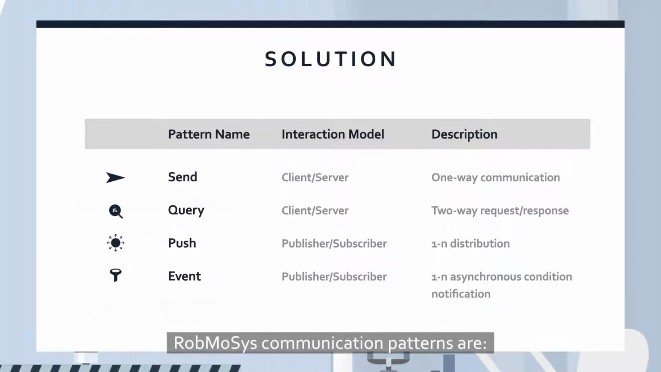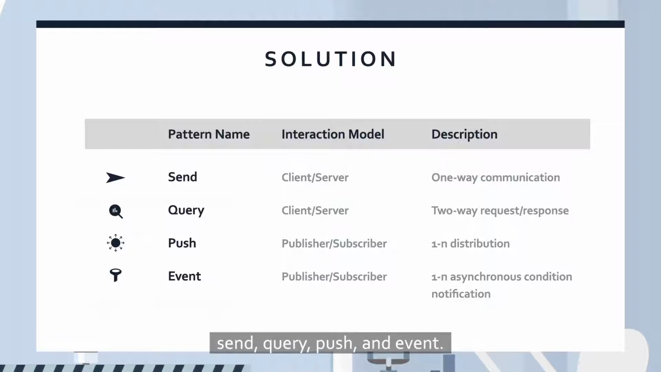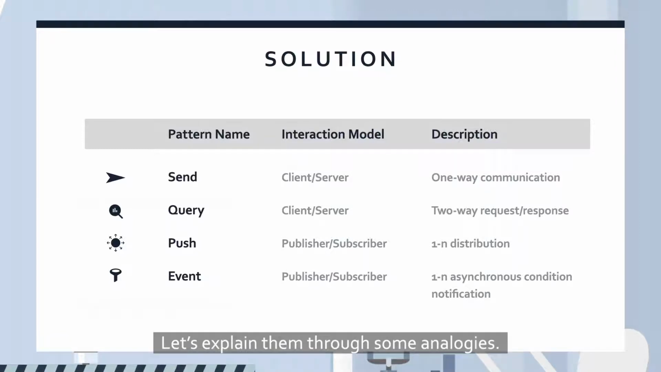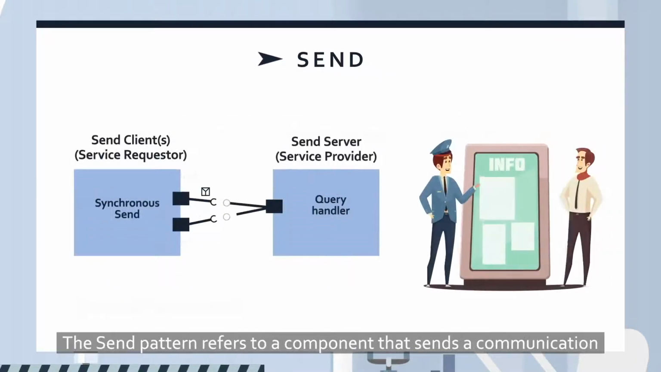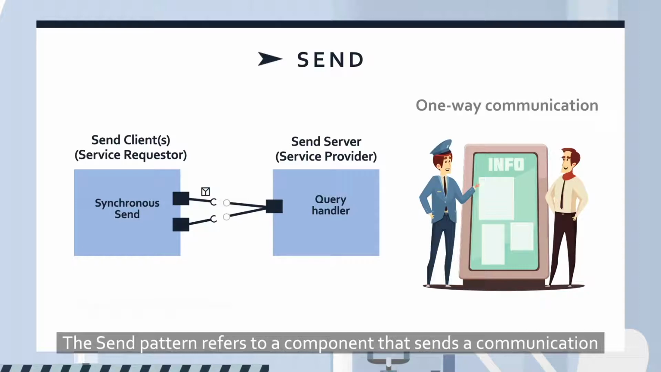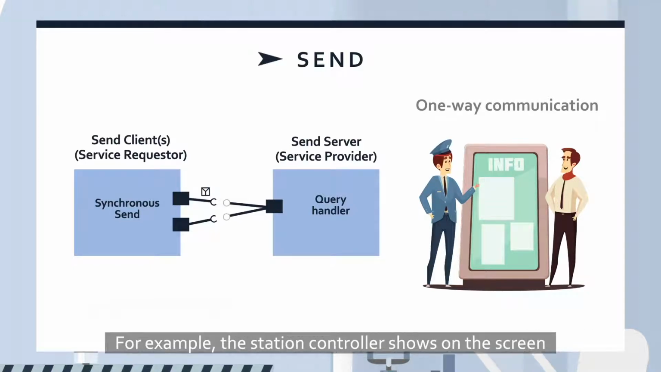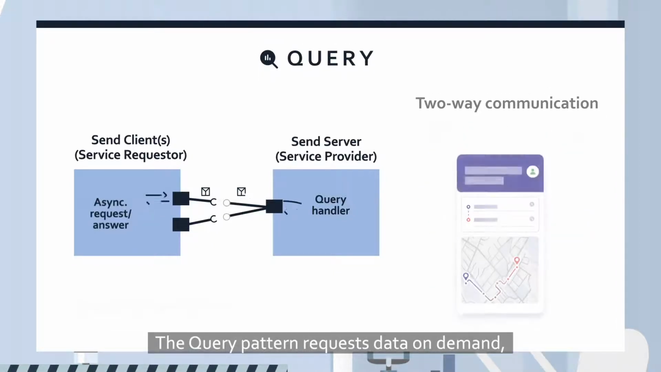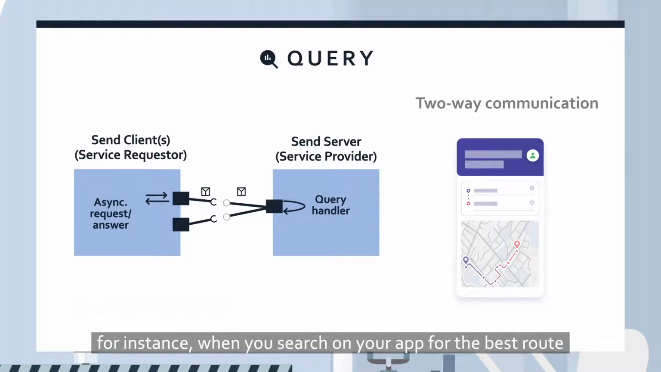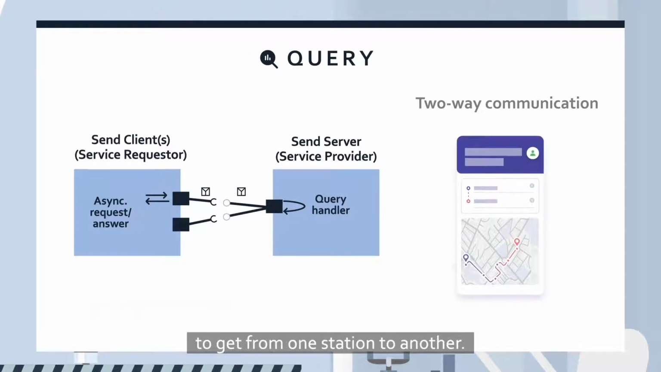RobMoSys communication patterns are send, query, push, and event. Let's explain them through some analogies. The send pattern refers to a component that sends a communication object to a server. For example, the station controller shows on the screen when the next train arrives. The query pattern requests data on demand. For instance, when you search on your app for the best route to get from one station to another.